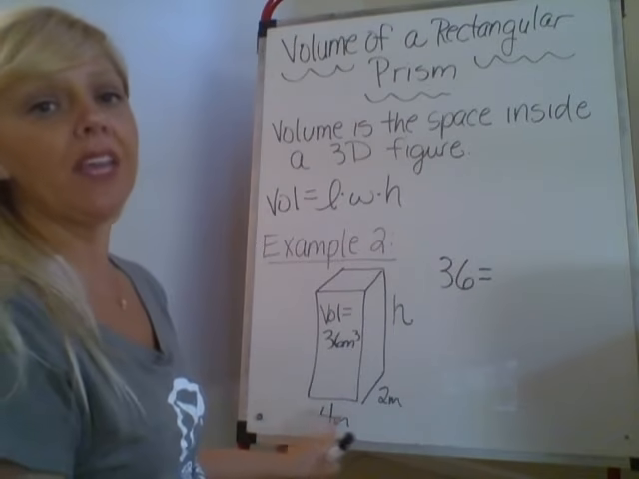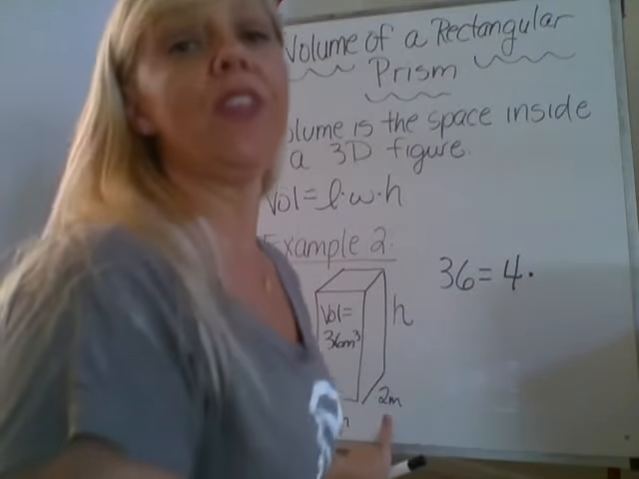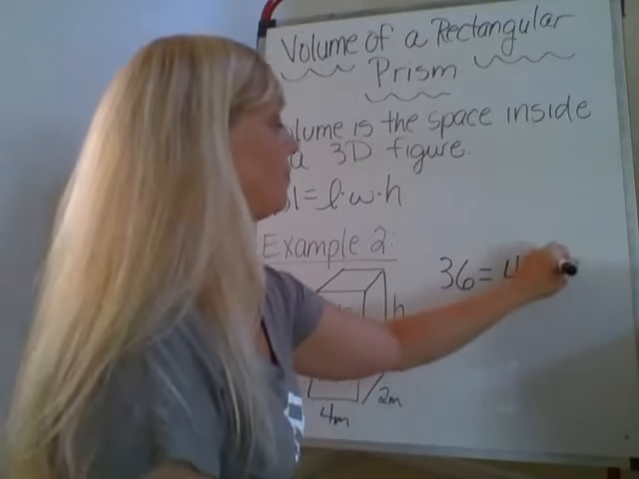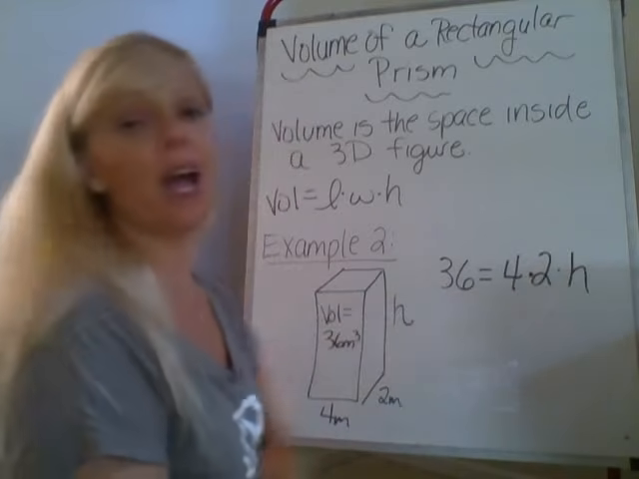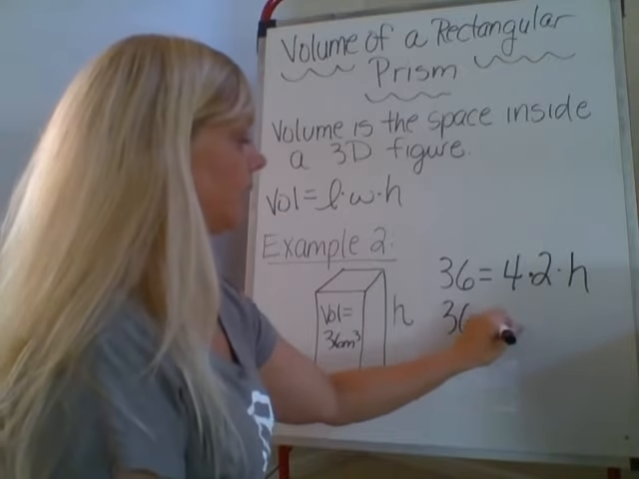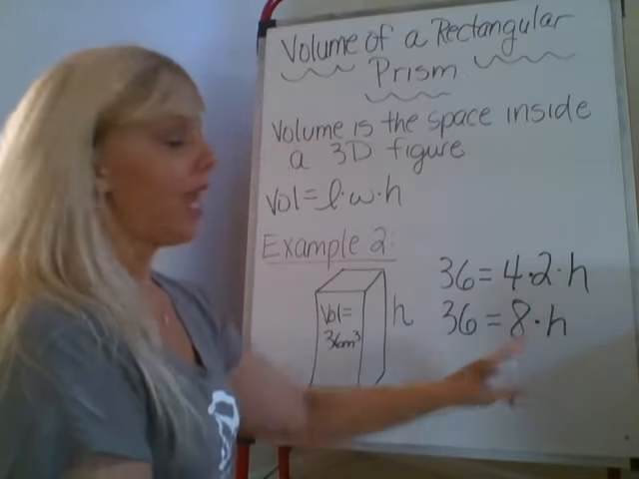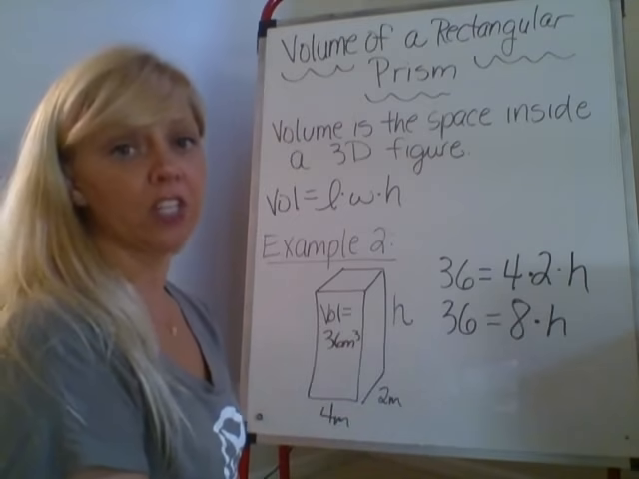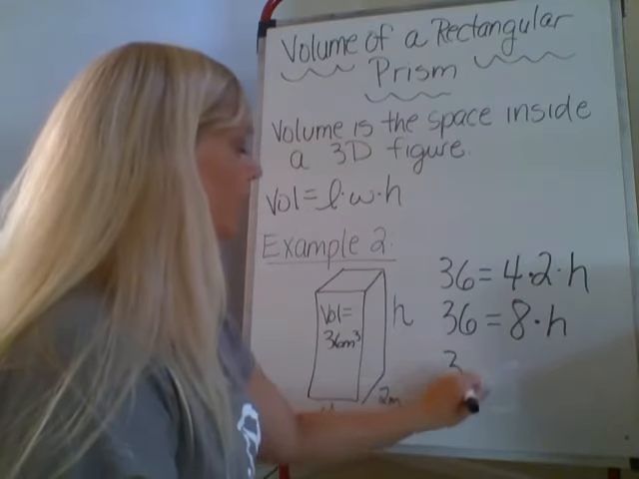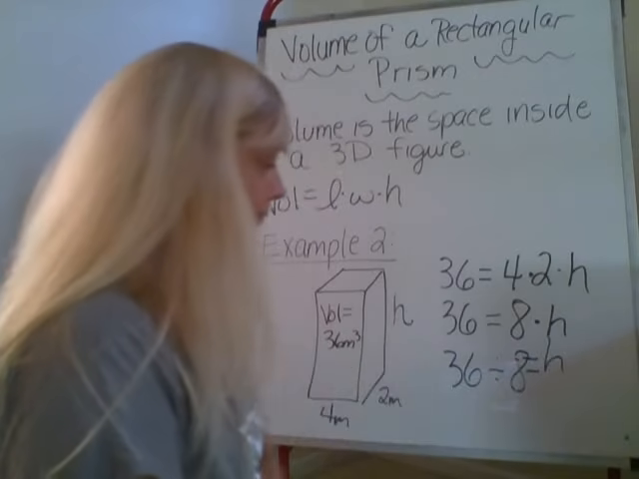Okay, I know the length is 4. I know the width is 2. And I do not know the height. All right, so I'm going to go ahead and do my 36 is 8 times my height. And how do I solve a multiplication equation? I divide. So I'm going to do 36 divided by 8 will give me the height.